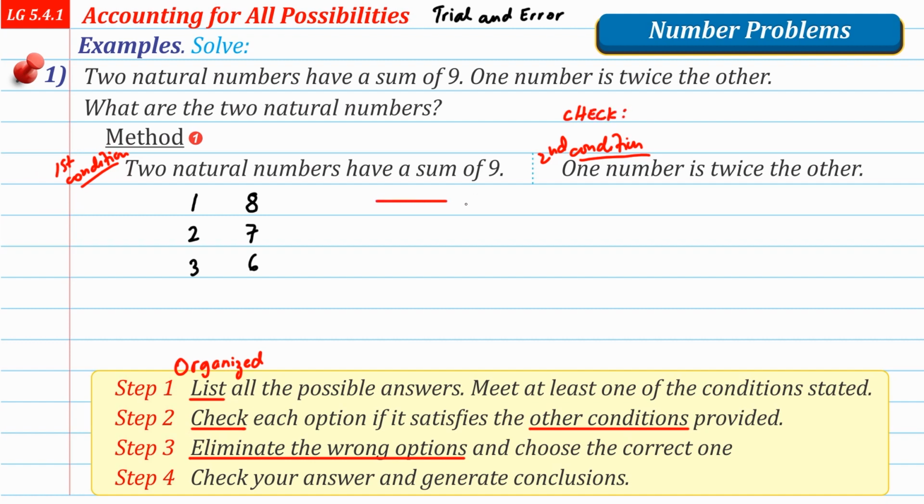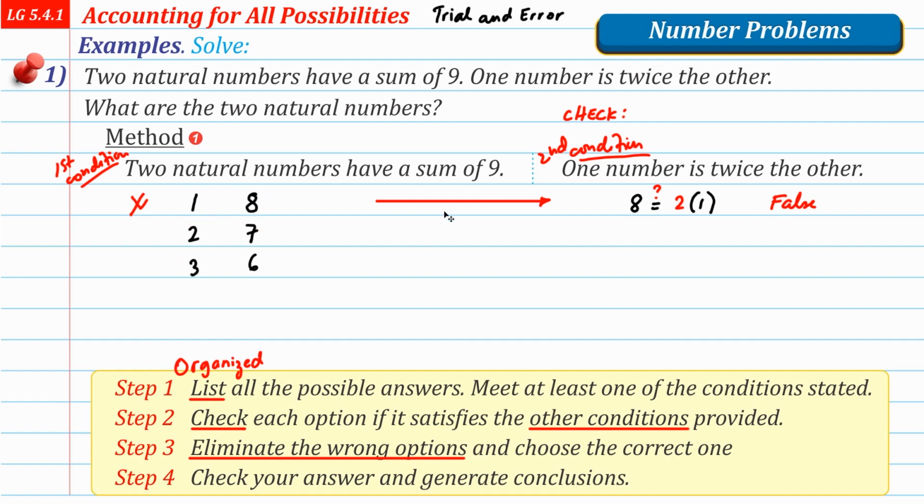So, assuming 1 and 8 yung numbers mo. One number daw is twice the other. So, yung 8 ba? Is it twice the other? Is this true or false? Is 8 equal to 2? No! Therefore, this is false. Sorry. This is a wrong option. Ayan o, eliminate the wrong option. Goodbye. Tama ba? So, ganun lang.